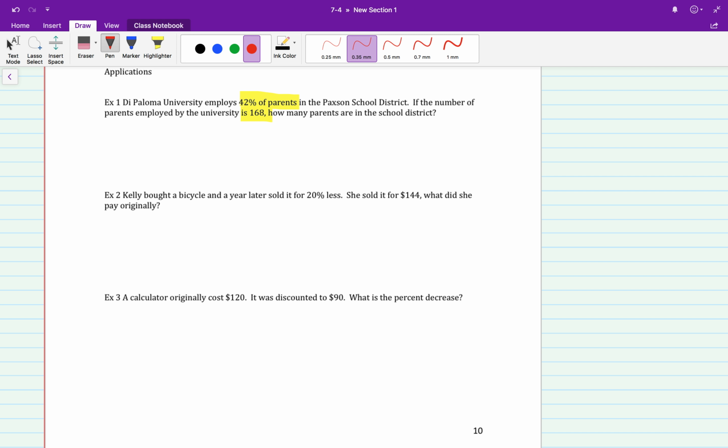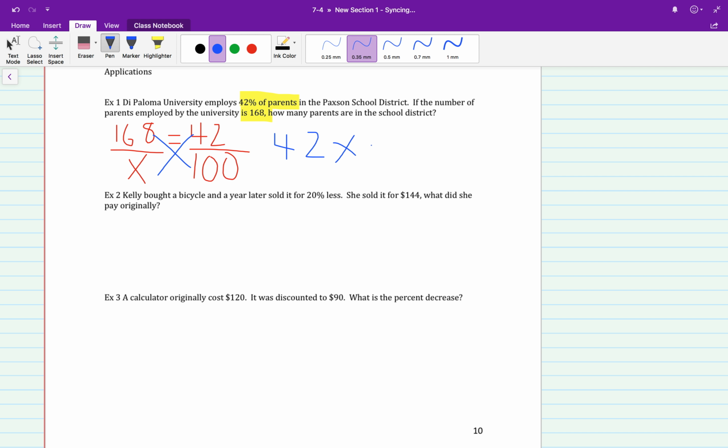So one way to do this is that our is over of equals percent over 100. I see the word is, 168, so that's going to go in the is spot. 42 is going to go in the percent spot, and 100 always goes underneath the percent. So I'm looking for the of. So I have my nice ratio set up. As always, I'm going to cross multiply. So that's going to give me 42x is equal to 16,800.